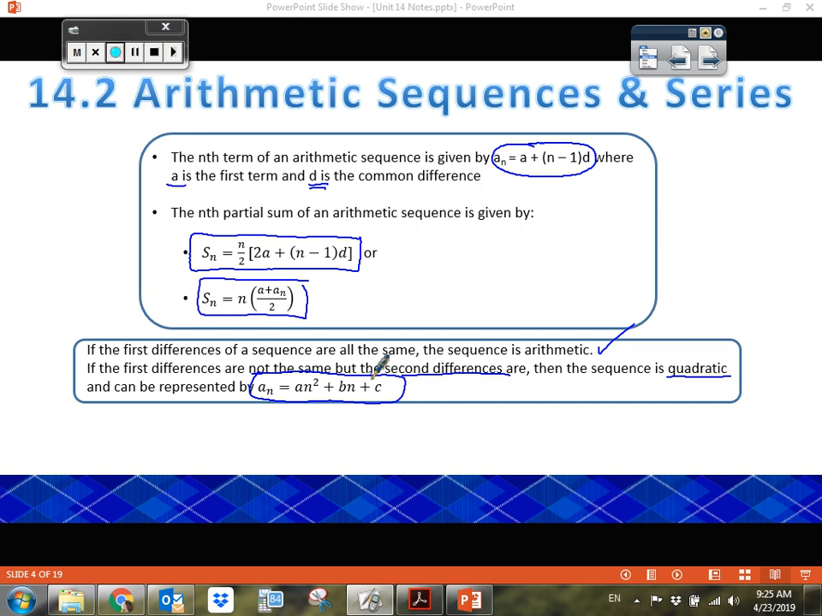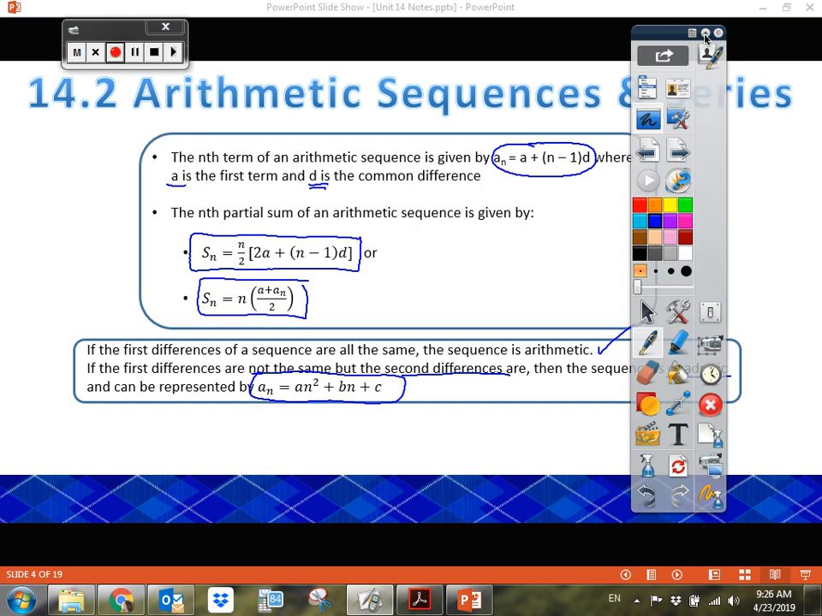Any questions before we get to the examples? Yes. I'm going to actually show you on the next slide what a second difference is. In other words, if I had a list of numbers and I looked at the first differences, say the first difference was 5 and then 7 and then 9. The first differences are all 2 apart. So the second differences would be the same, would be 2. That's what this means, first and second differences. And we have an example of that. Anything else before we get to our examples?